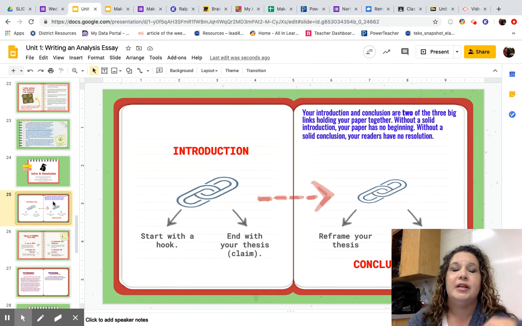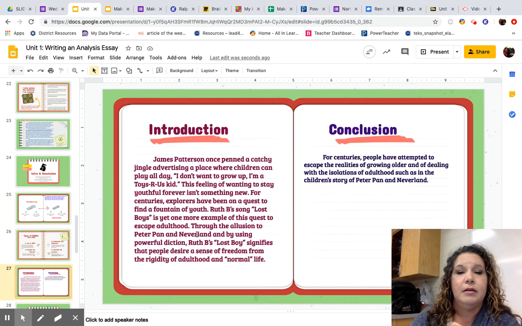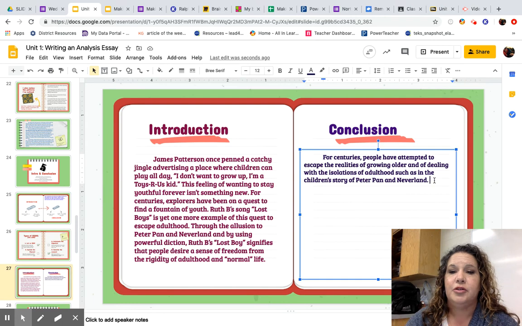But remember, just like the introduction needed a bridge, my conclusion needs a bridge. Your conclusion, though, is more concise than your introduction. You don't want it to be as lengthy because you're trying to wrap up your paper, not carry it on. So let's go back. And I want to think about my bridge. For centuries, people have attempted to escape the realities of growing older and of dealing with the isolations of adulthood, such as in the children's story of Peter Pan and Neverland.